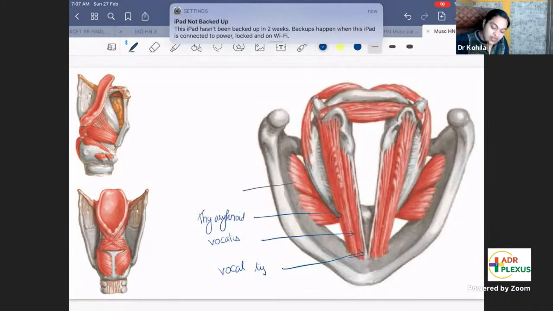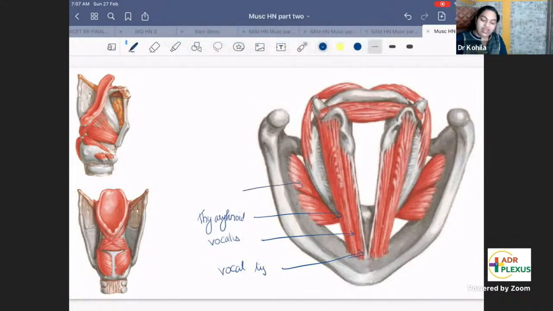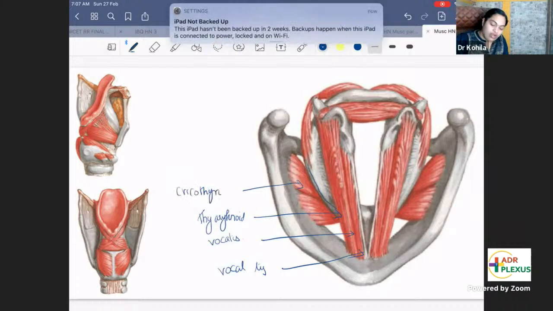Next, this muscle that you see here, any idea? This is cricoid, this is thyroid. So this will be cricothyroid. Fine? Okay. Now, this is the muscular process of arytenoid.